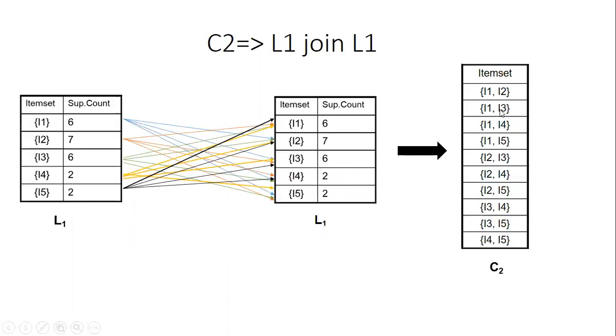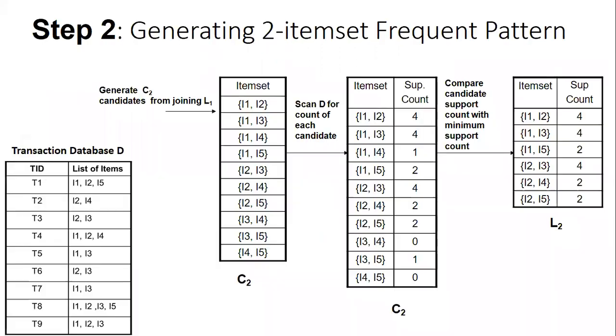So I1, I2; I1, I3; I1, I4; I1, I5; I2, I3; I2, I4; I2, I5; I3, I4; I3, I5; I4, I5. These are the set of candidates formed after joining L1 by itself. So this is candidate 2. Okay, we have gone to the next level. This is a level-wise algorithm, and we use this in a recursive manner. This is the original database, and from joining L1 by itself, we got the candidates.